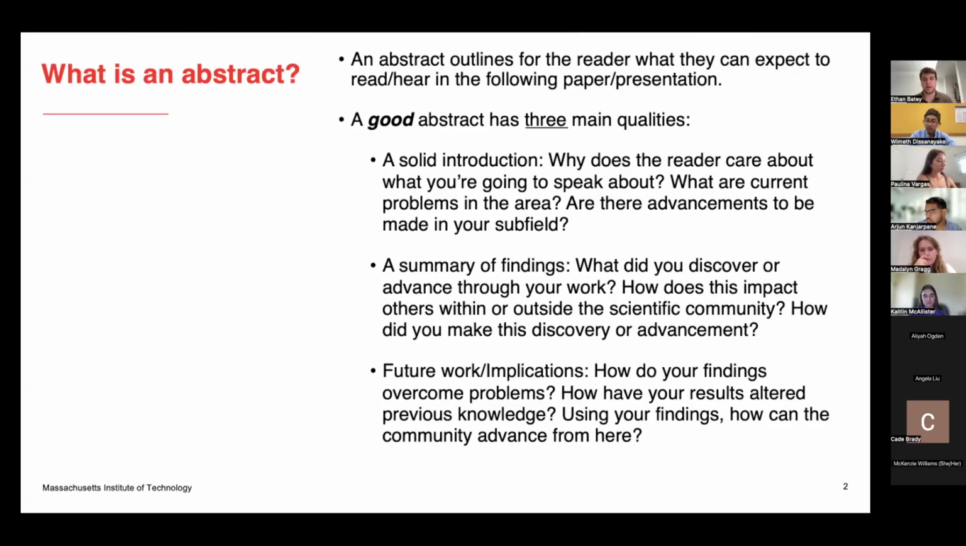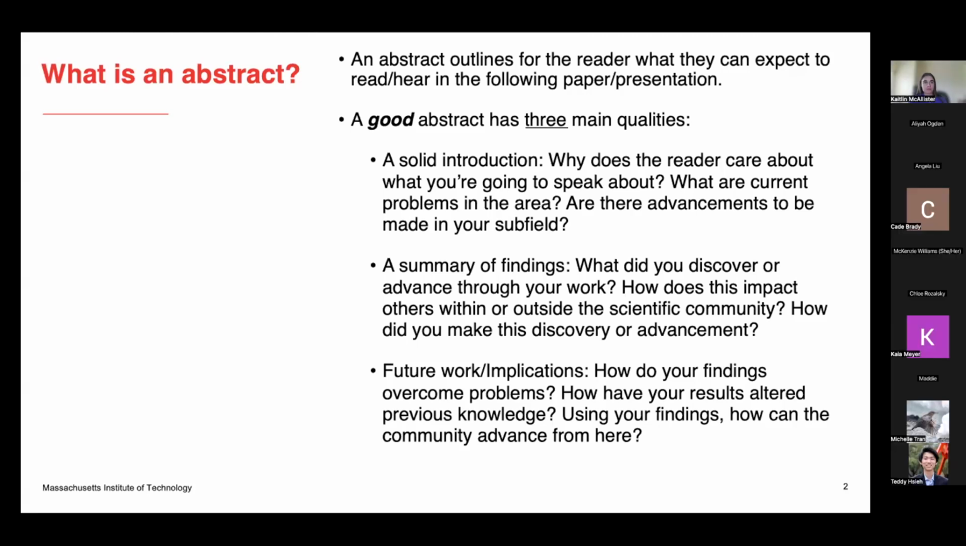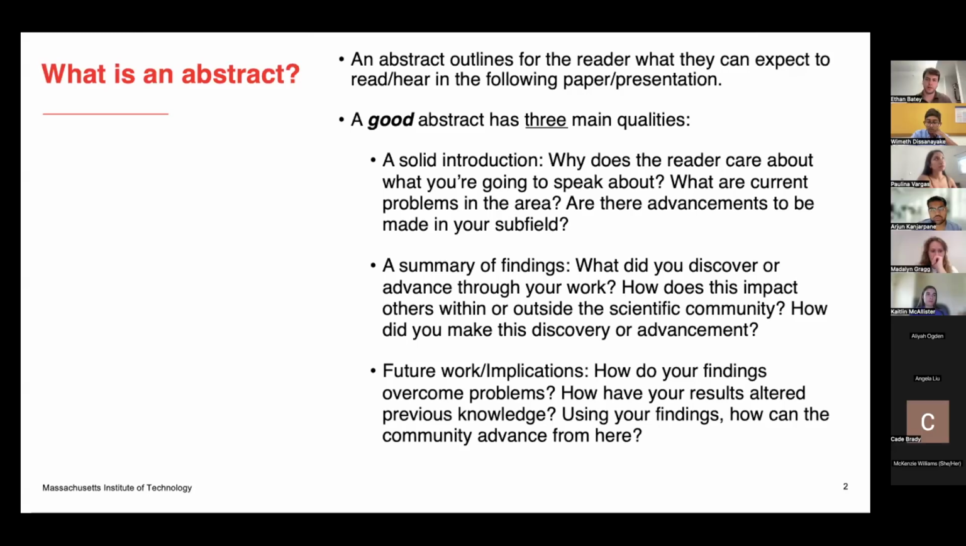So here I wrote down, how do your findings overcome the problems? Do your results also advance previous knowledge? And using the findings, does somebody benefit from it? Because again, if you put in findings, but it's not clear why they're important, then the findings don't mean much.